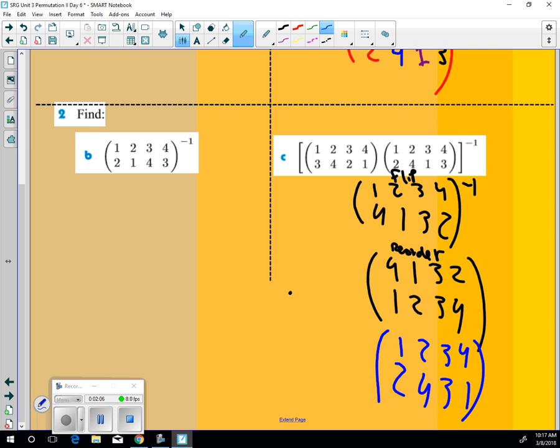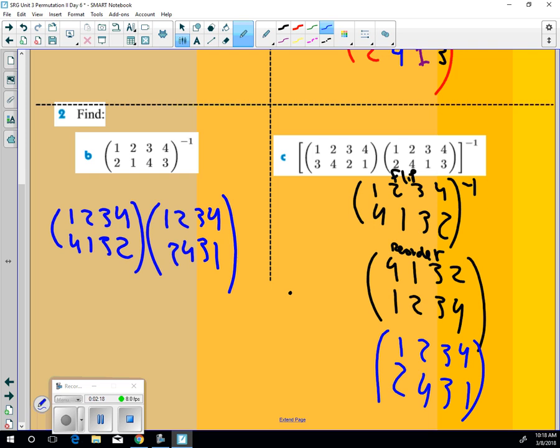How do you know it's the inverse? Well, if you went 1, 2, 3, 4, 4, 1, 3, 2, and you compose that with 1, 2, 3, 4, 2, 4, 3, 1, this should end up what? Should be the identity. And so the identity would be 1, 2, 2, 1, 2, 4, 4, 2, 3, 3, 3, 3, 4, 1, 1, 4. It's perfect. So this is the same as E.